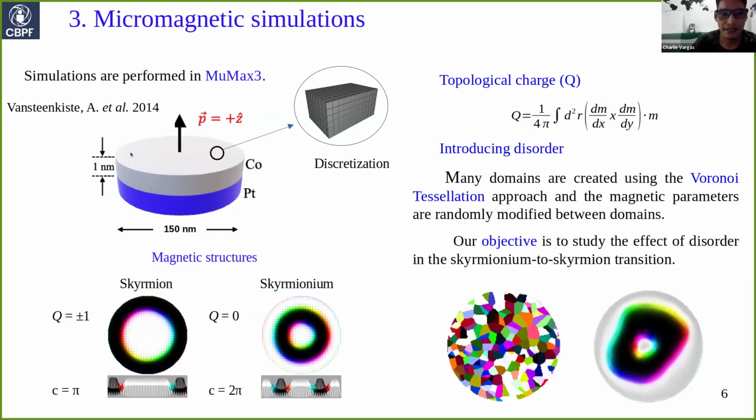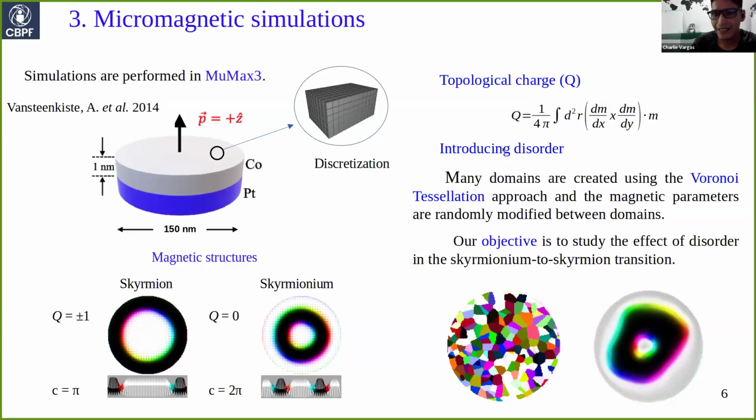Here you can see our system of study, which is a nanodisk with a diameter of 150 nanometers and a thickness of 1 nanometer. The material is cobalt, and the Dzyaloshinskii-Moriya interaction could be induced by a platinum substrate. In these images, you can see the skyrmion and skyrmionium, where the topological charge is plus or minus 1 for skyrmion and 0 for skyrmionium. These values can be calculated with this definition.